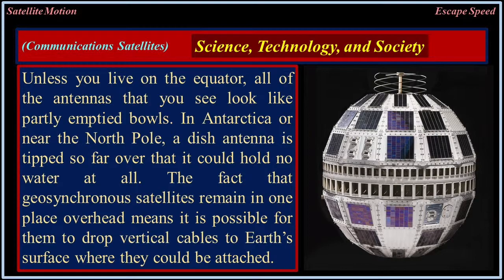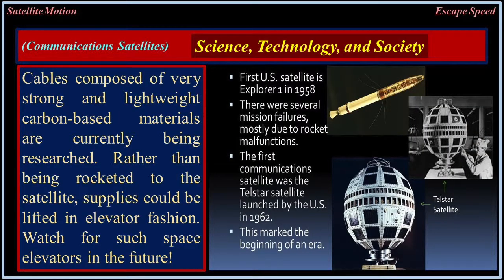The fact that geosynchronous satellites remain in one place overhead means it is possible for them to drop vertical cables to Earth's surface where they could be attached. This is a picture of Telstar, the first American communication satellite. Cables composed of very strong and lightweight carbon-based materials are currently being researched. Rather than being rocketed to the satellite, supplies could be lifted in elevator fashion. Watch for such space elevators in the future.